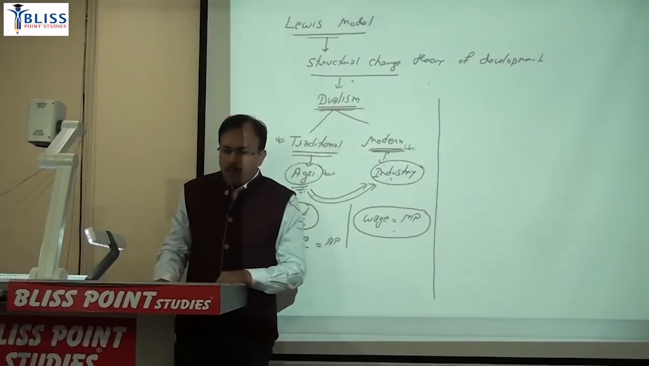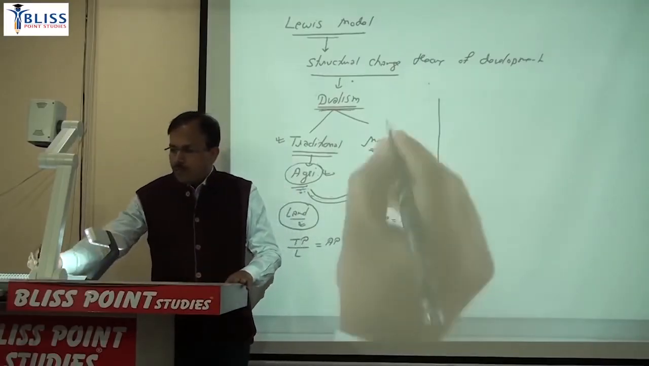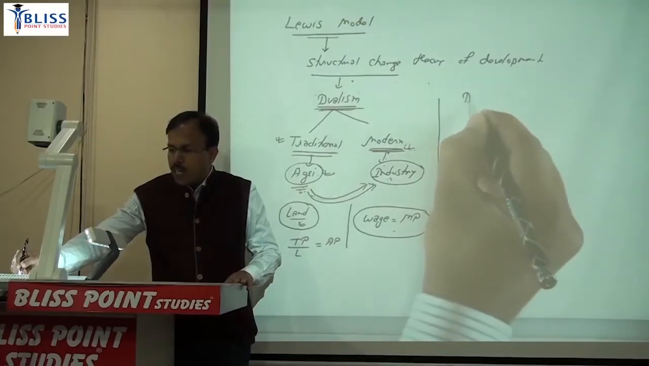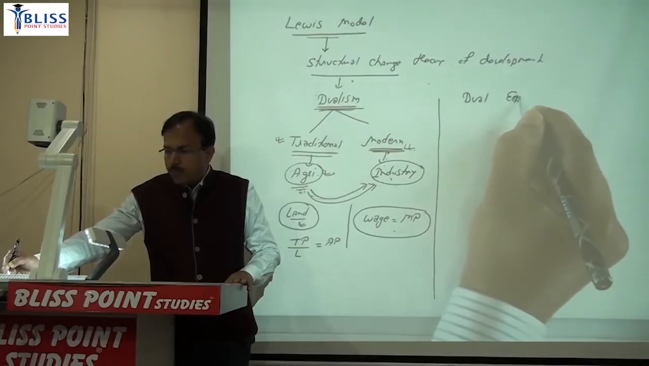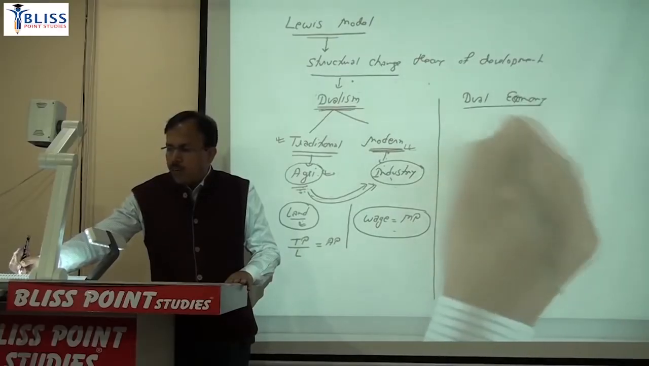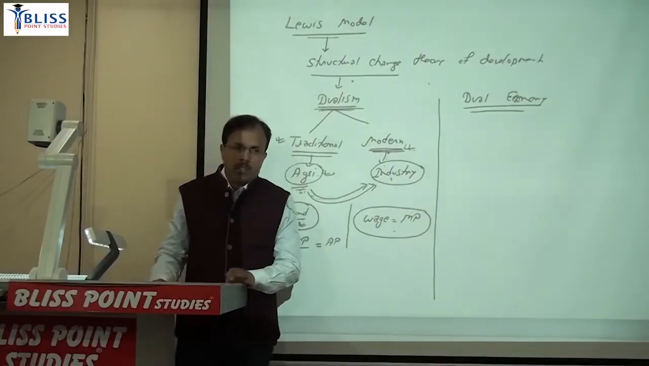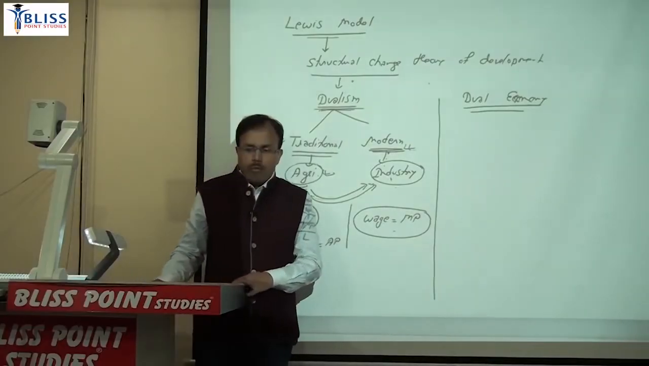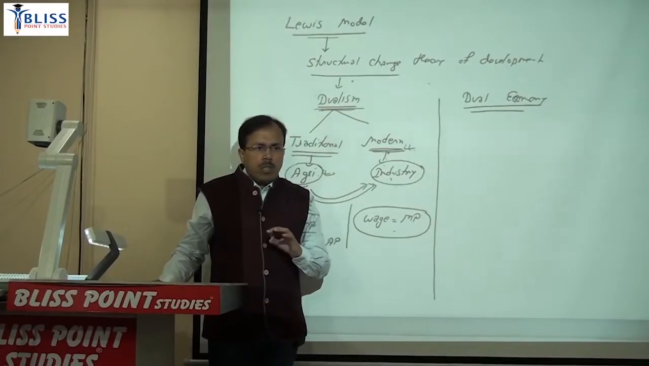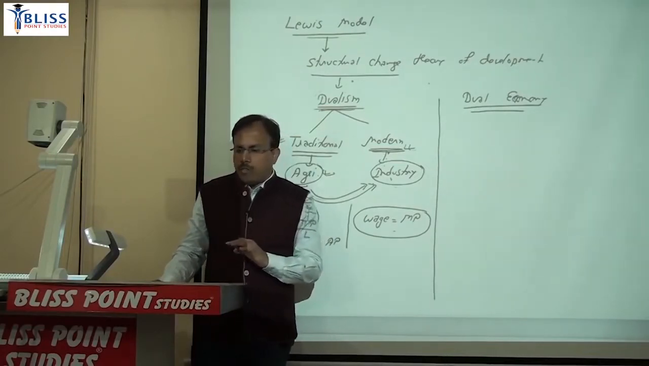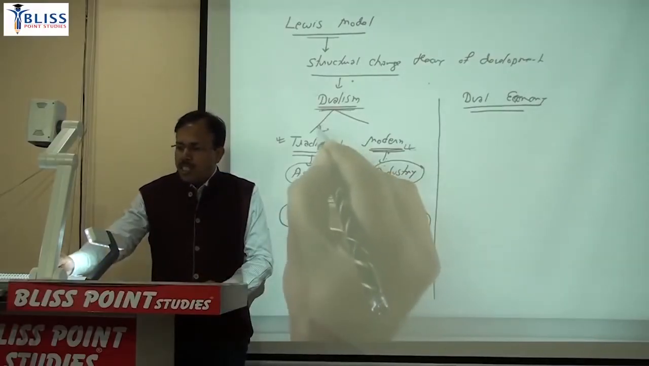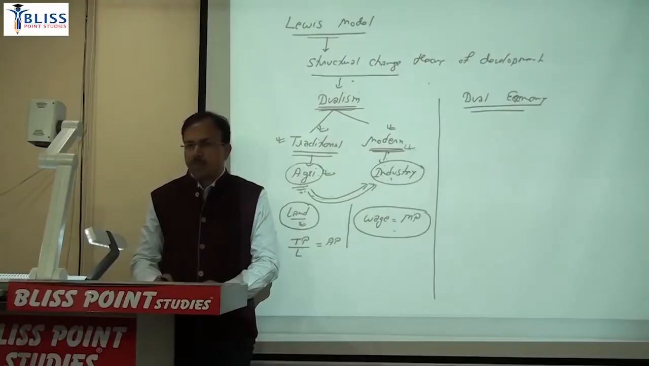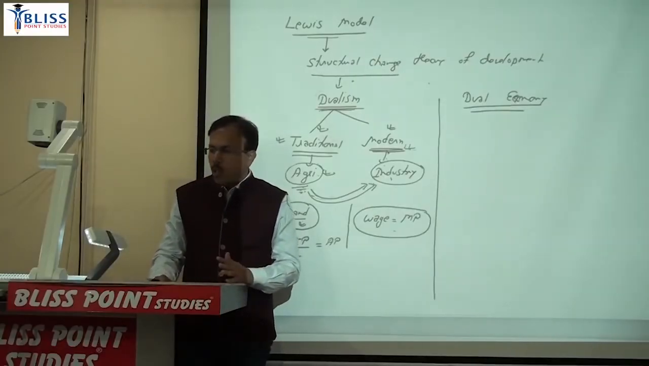The starting point of the Lewis model is the idea of dual economy. Underline the word dual economy. Dualism is the coexistence of the traditional sector and the modern sector.